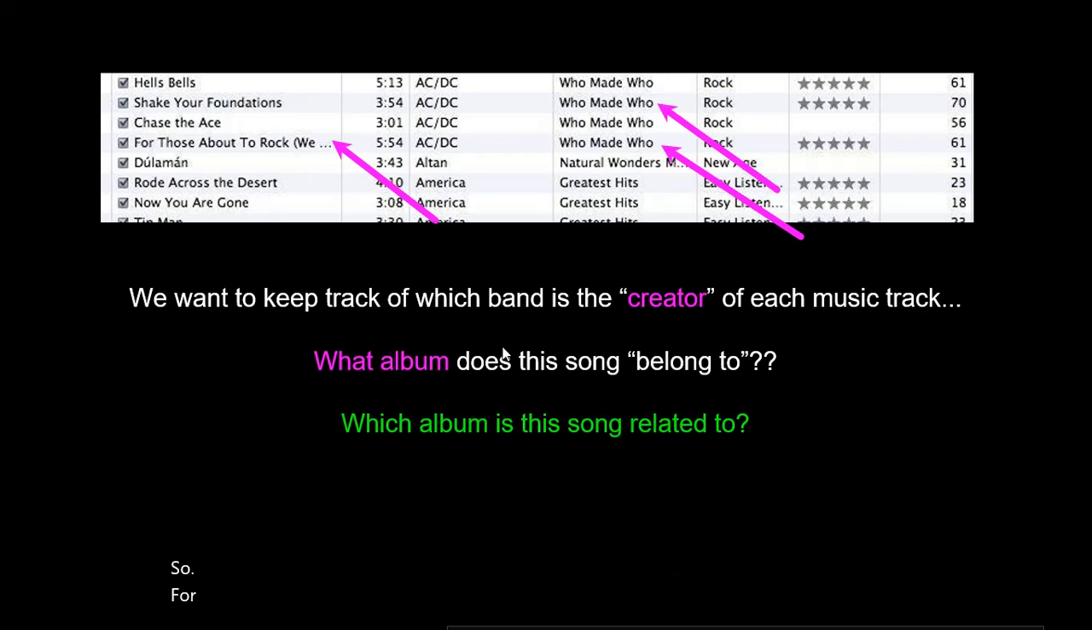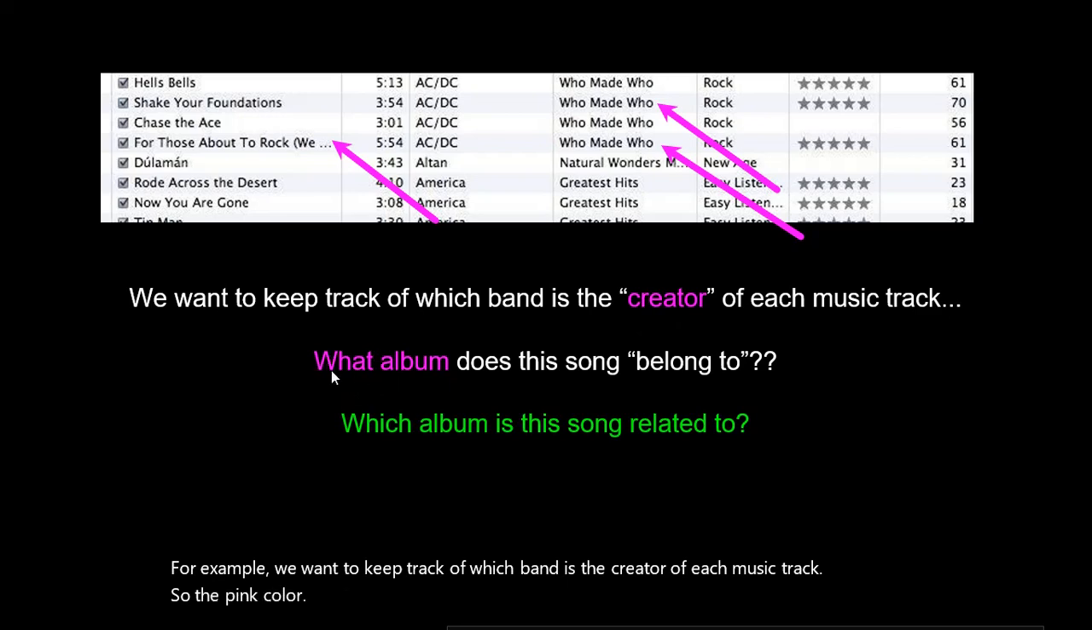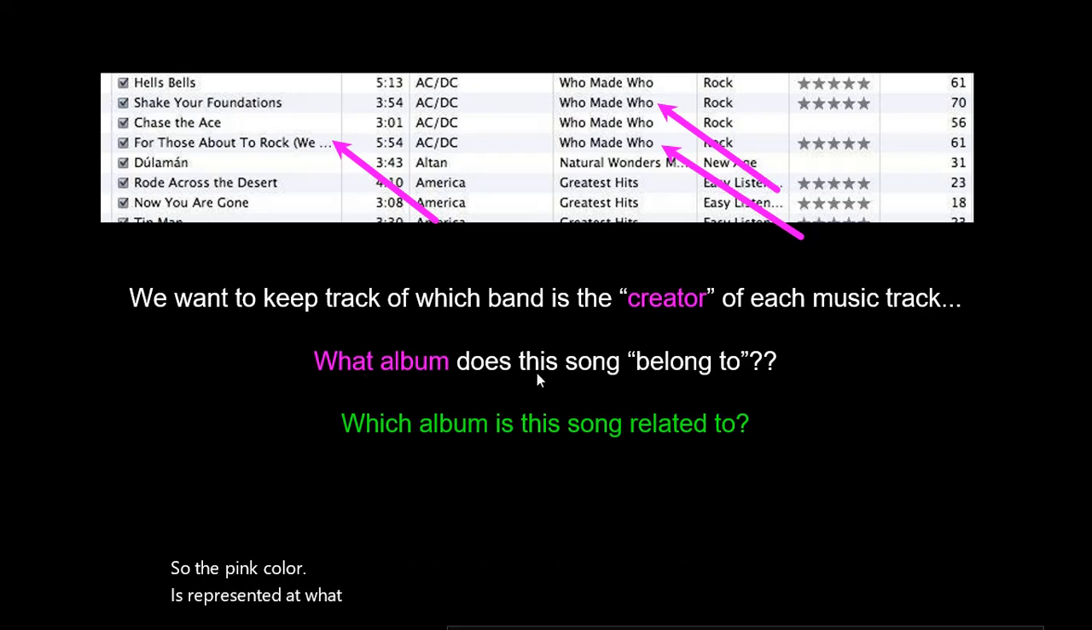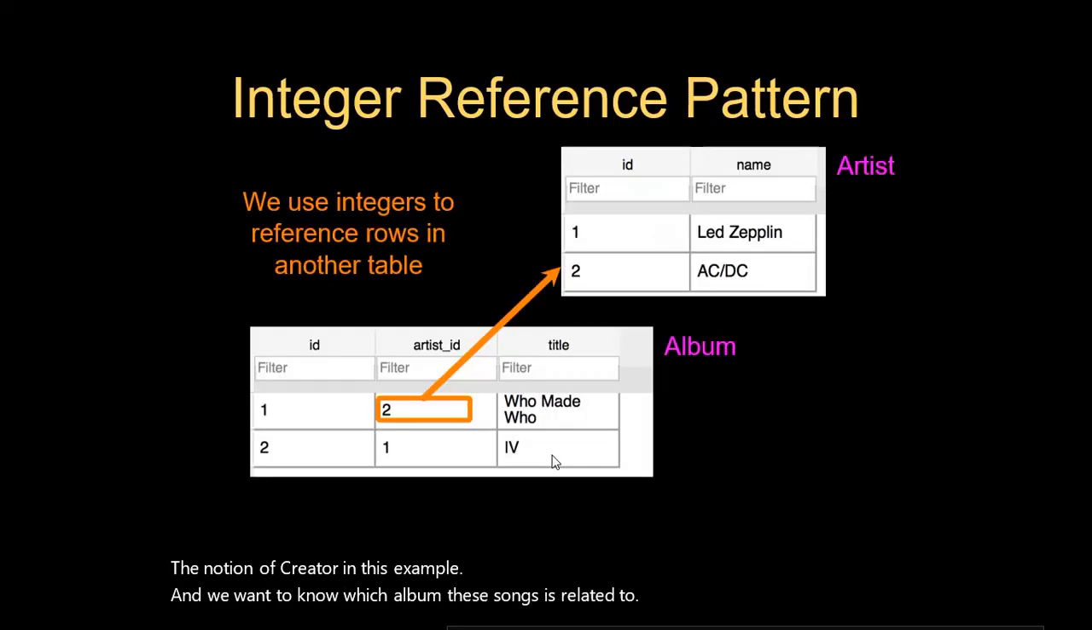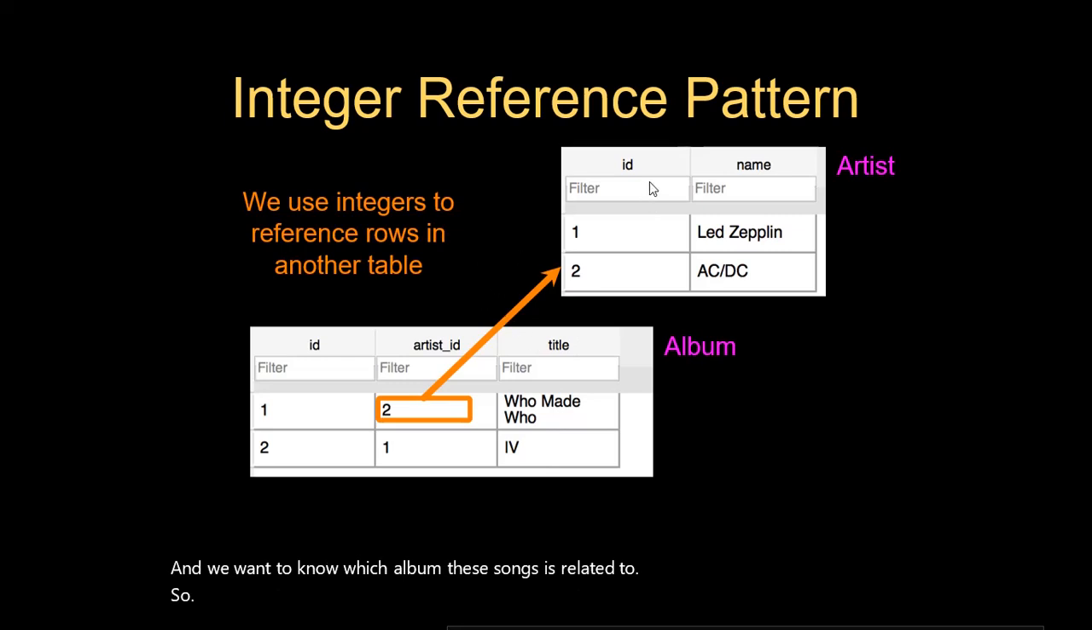For example, if we want to keep track of which band is the creator of each music track. The pink color represents which album the song belongs to. So the pink is basically the notion of creator in this example. And we want to know which album this song is related to. So we're going to use the ID in this case.